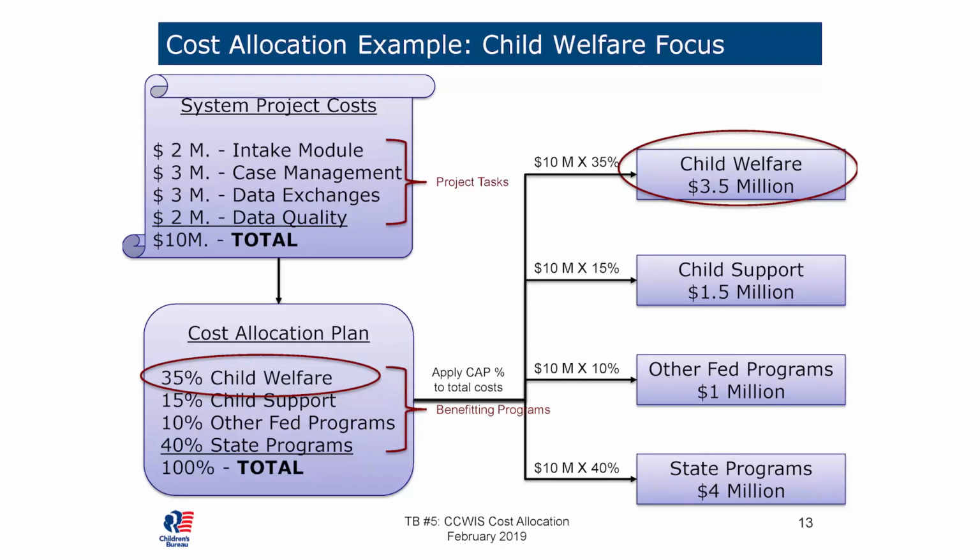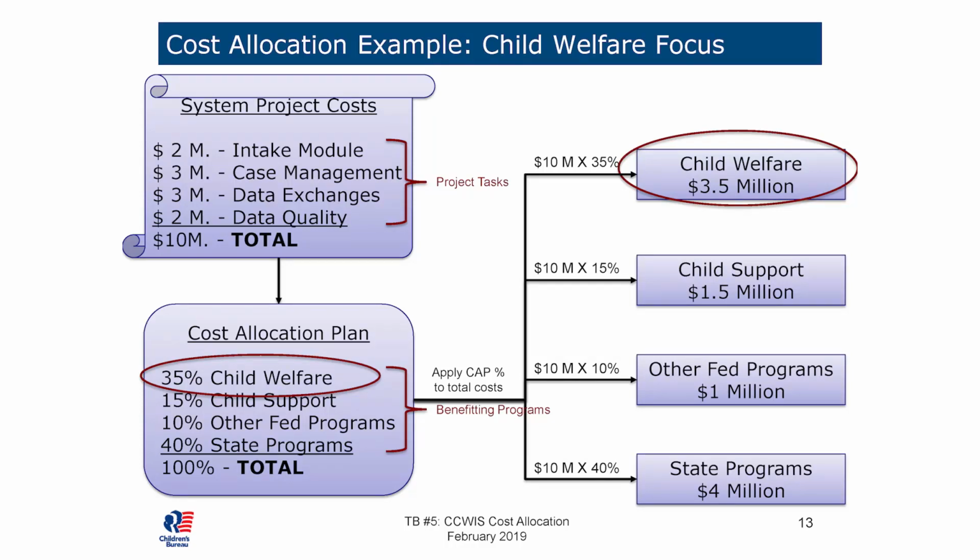To recap, this example shows how the system overall project cost and cost allocation plan are related to each other. The cost allocation plan provides the basis for assigning costs to different buckets or programs. The second main point of this example is to demonstrate the basic cost allocation principle. Development costs are allocated based on the level of effort to build a component that benefits each program receives. In other words, if the child welfare program receives 35% of the benefits according to the cost allocation plan, then 35% of the costs are assigned to that program.